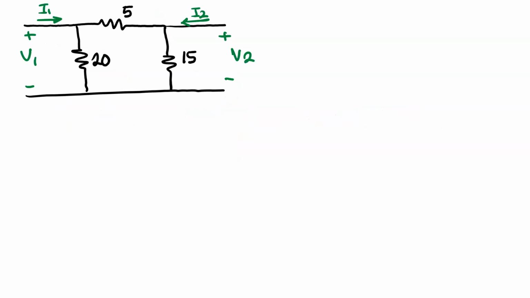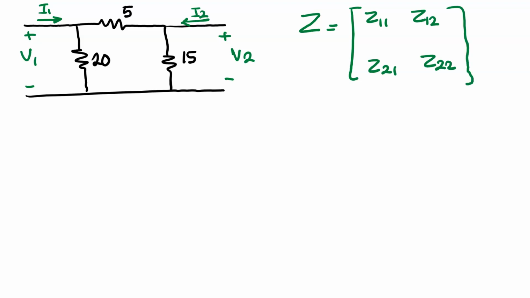Let's look at this example. In this example, you want to see what is the Z matrix of this circuit. The Z matrix means that we need to calculate Z11, Z12, Z21, and Z22. And because there is no dependent source involved, I know that Z12 and Z21 are equal. So I need to solve for Z11, Z12, and Z22.